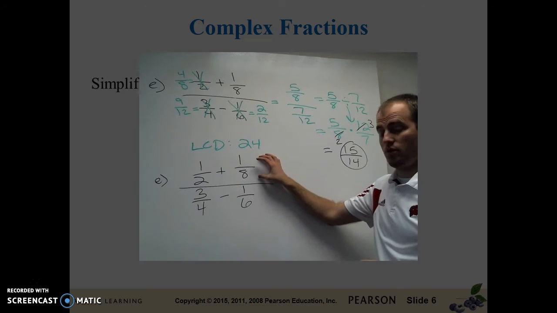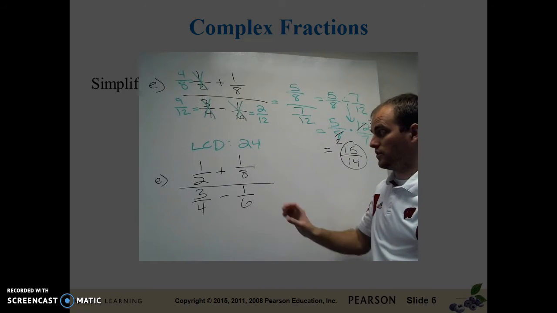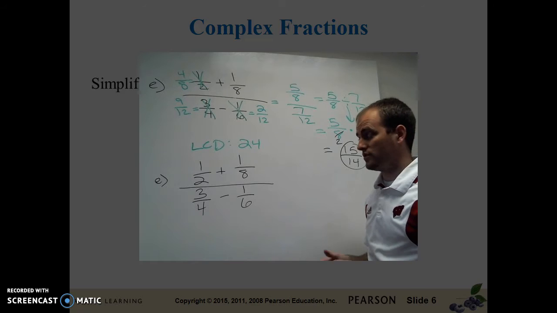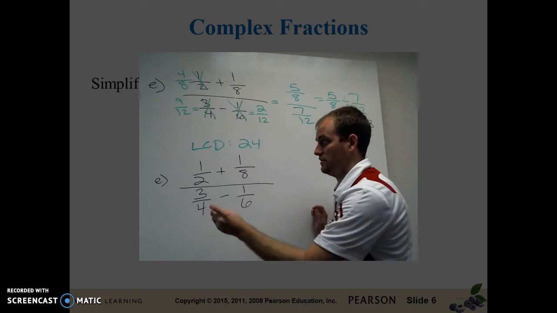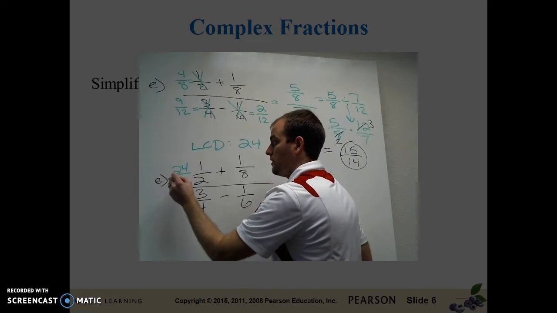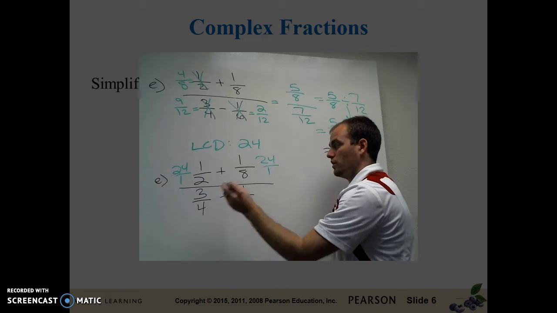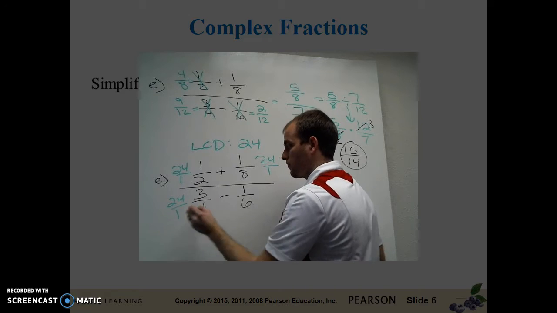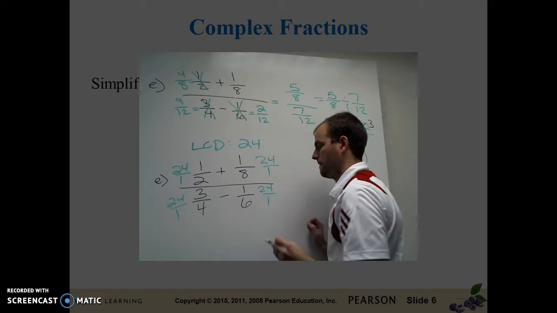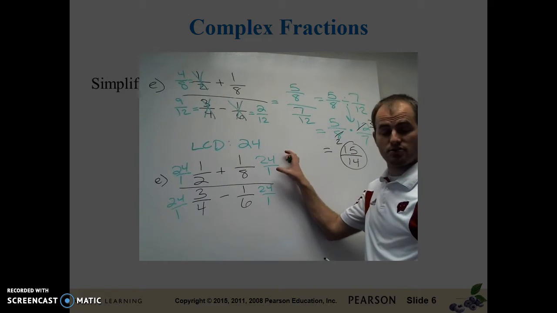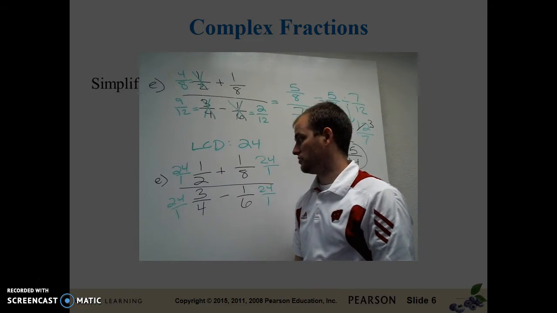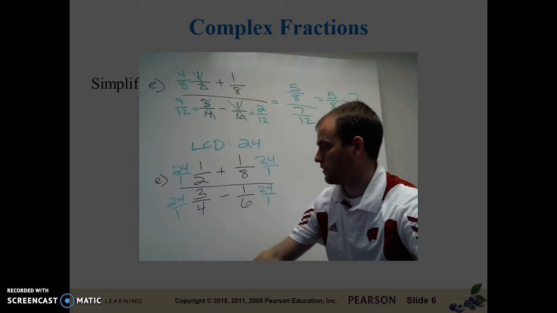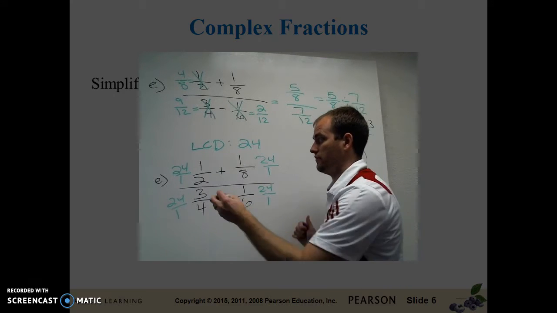So if we multiply the whole numerator by 24 and the whole denominator by 24, what's going to happen is it's going to get rid of all the fractions, and it's going to make it nice and easy. So multiply everything by 24, or 24 over 1. Again, as long as you multiply the denominator and numerator by the same thing, you're not changing the problem. So let's start with the first one.